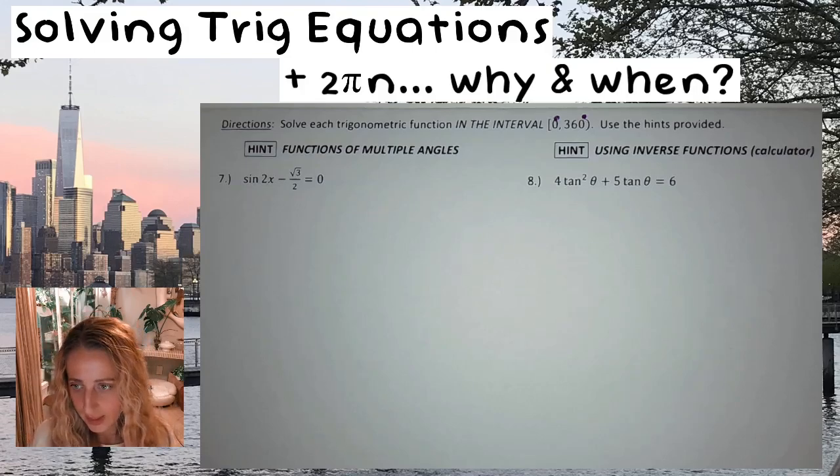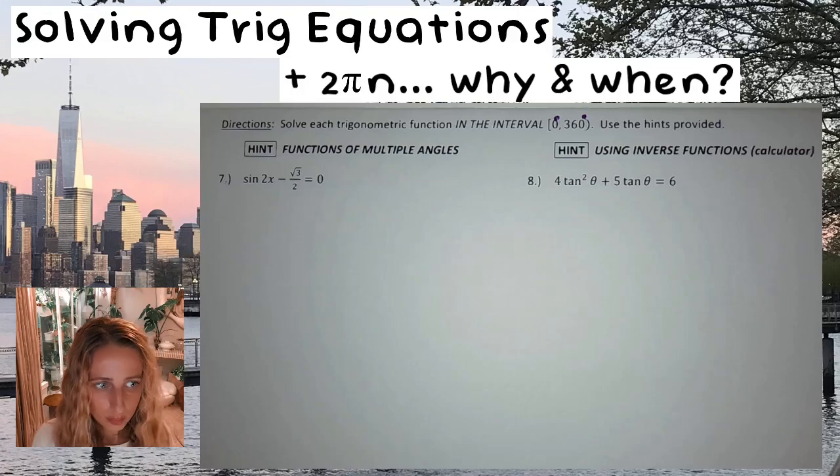Desmos, though, is set for radians, essentially. So even though the question wants us to do degrees, I'm going to show you on Desmos with radians, and we'll just bop back and forth. We'll just jump to degrees. It shouldn't be that big of a deal.